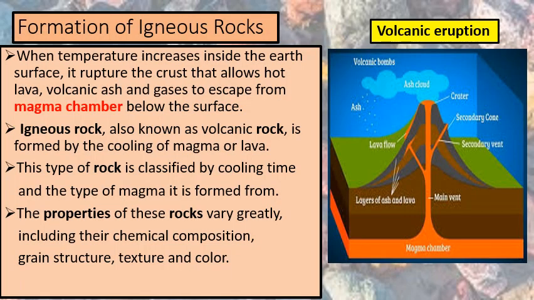Students, let us see how the igneous rocks are formed. Igneous rocks are formed through the cooling and solidification of magma or lava after it erupted from the volcano. The igneous rocks are classified by cooling time and the type of magma they are formed from. The igneous rocks differ with their chemical composition, grain structure, texture, and color.